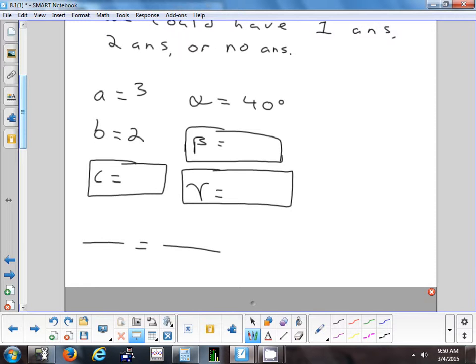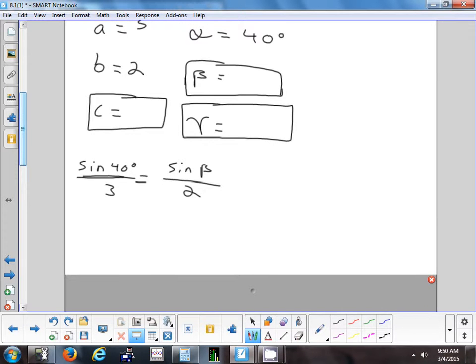So Carly, can you give me the left-hand side of my proportion? It would be sine of 40 over 3. Good. Sine of 40 over 3, and then I'm going to put sine of beta over 2. Okay, as I solve that, I'm going to get 3 sine beta equals 2 sine 40. Divide each side by 3, I'll just do that in that step right there.